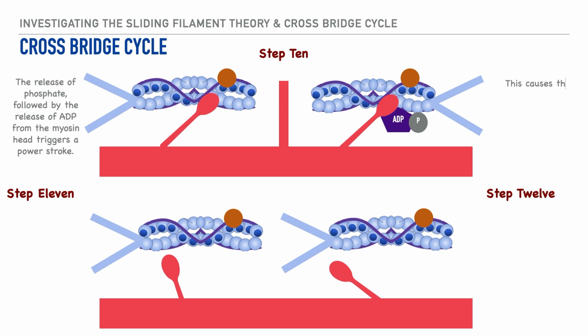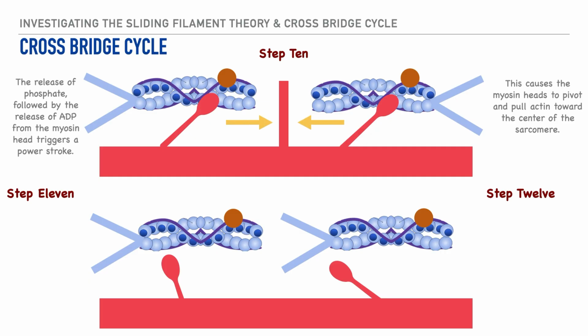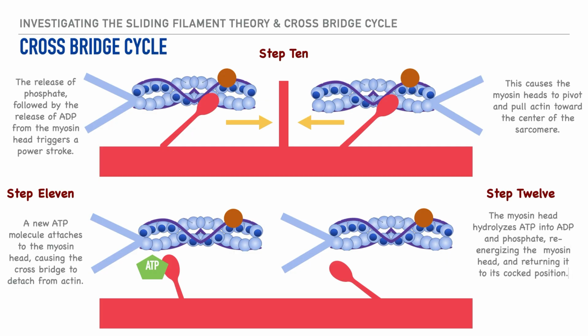And what this does is causes the myosin heads to pivot or grab hold of the actin, pulling it towards the center of the sarcomere. Now, in our next step, we'll have a new ATP molecule attached to the myosin head, which causes the cross bridge to detach from actin. From here, the myosin head hydrolyzes ATP into ADP and phosphate, re-energizing the myosin head and returning it to its cocked position. Now, one important note to make here: as long as calcium and ATP are present, this cross-bridge cycle repeats, producing muscle tension.